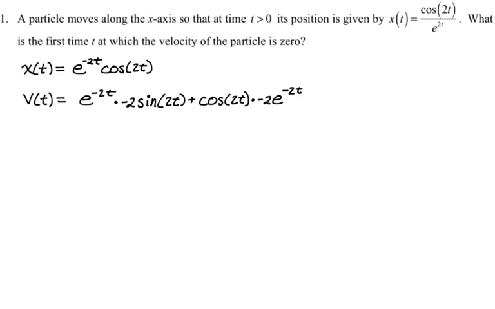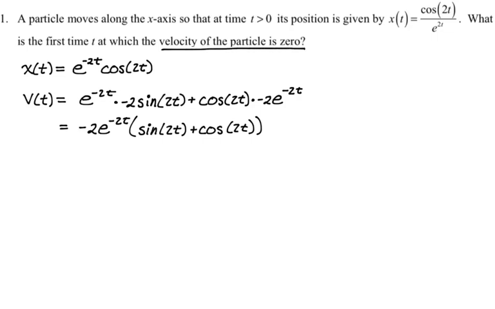And I'm going to take negative 2e to the negative 2t out of everything. So negative 2e to the negative 2t, and then we're left with sine of 2t plus cosine of 2t. And our objective here is to find when the velocity of the particle is 0. So we're going to set it equal to 0.